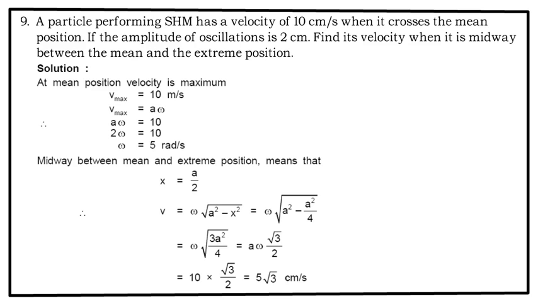Midway between the mean and the extreme position, the displacement x is equal to what? A by 2. Now V is equal to omega square root of a square minus x square. Now you substitute the value of x is equal to A by 2. So you get V is equal to omega square root of a square minus a square by 4. So you get V is equal to a omega square root of 3 by 2. Once you substitute the values, you get V is equal to 5 root 3 centimeter per second.